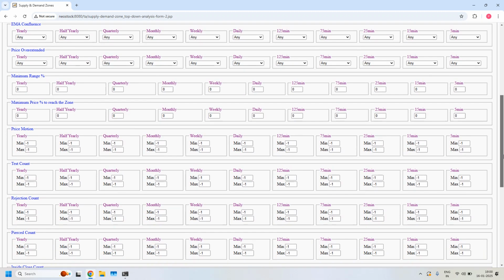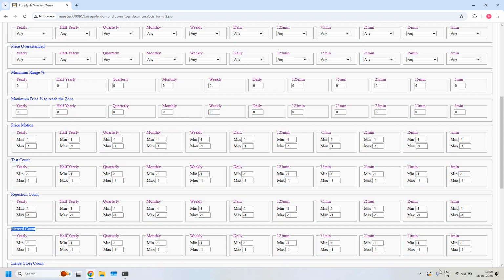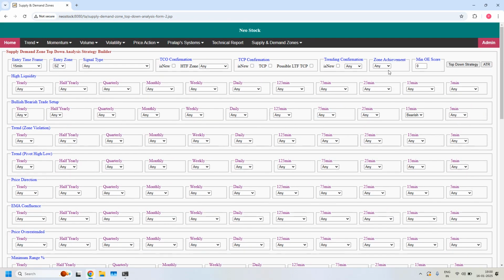These 15 minute supply zones should not be pierced. So in the pierced count parameter at 15 minutes time frame, I am setting minimum value 0, maximum value 0. Zone achievement violated opposing zone, minimum odd enhancer score 12. All 3 filters are applied to the 15 minute supply zone.